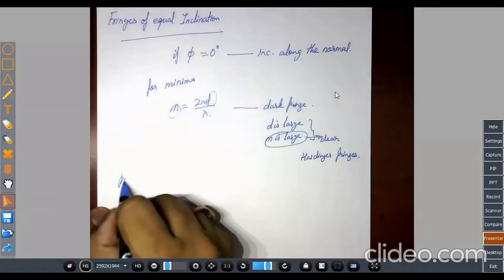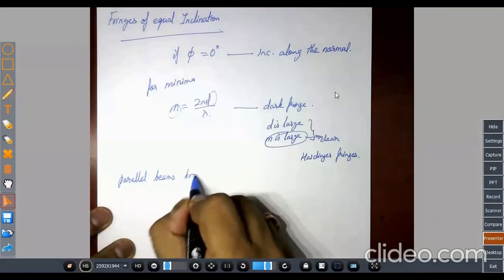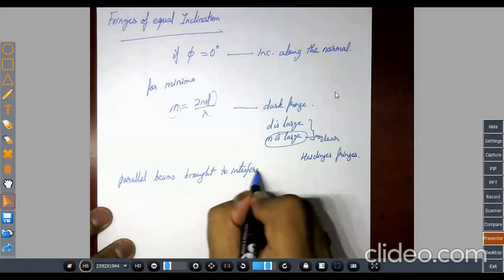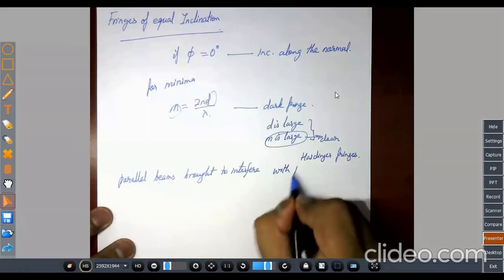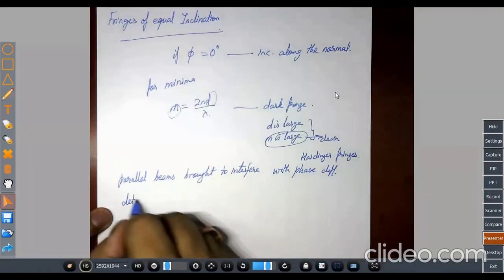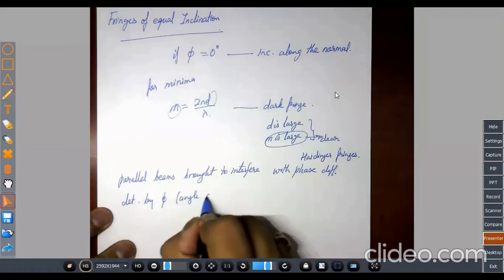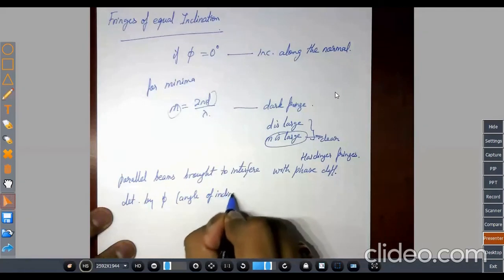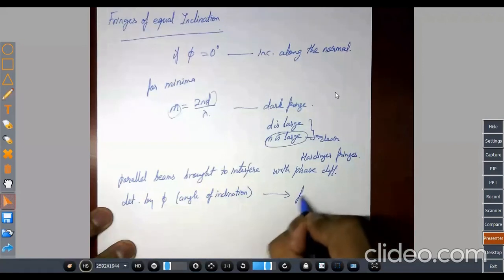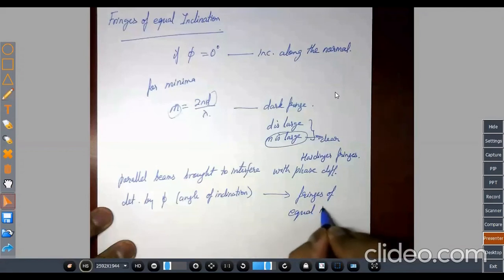And when these parallel beams are brought to interfere with a phase difference determined by the angle phi, the angle of inclination, then such fringes are called fringes of equal inclination.